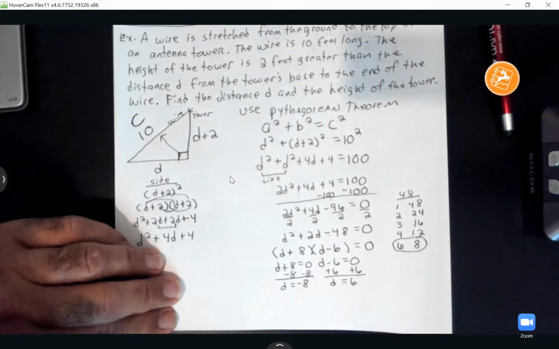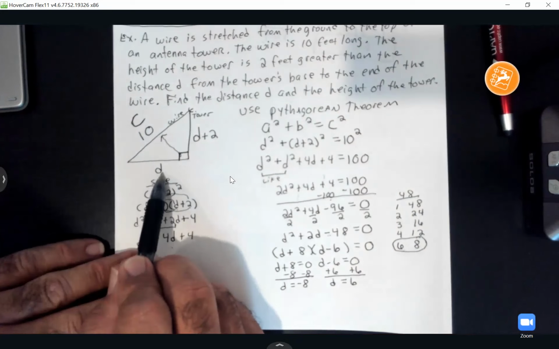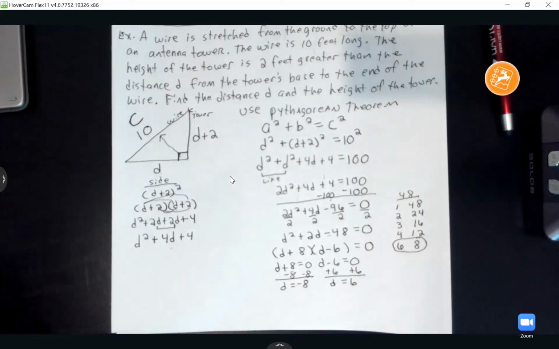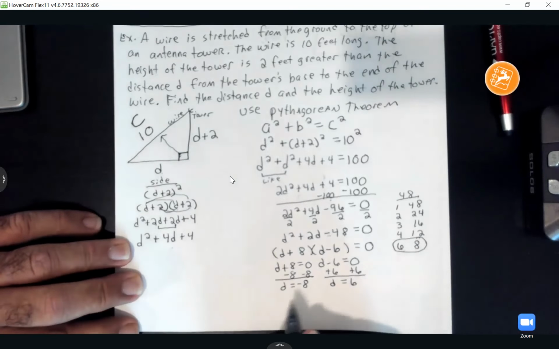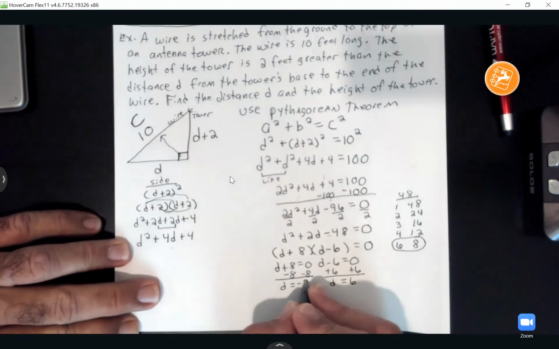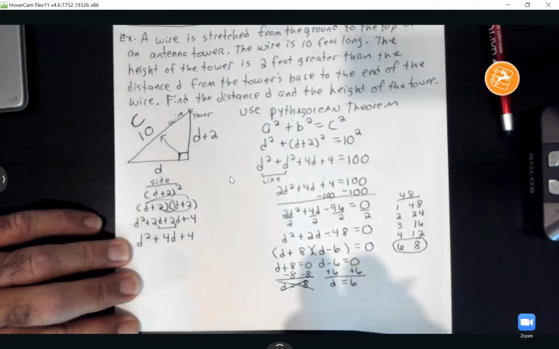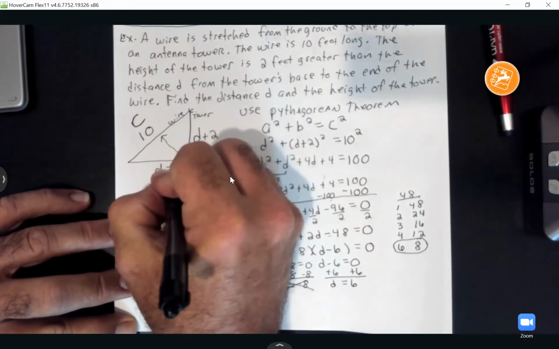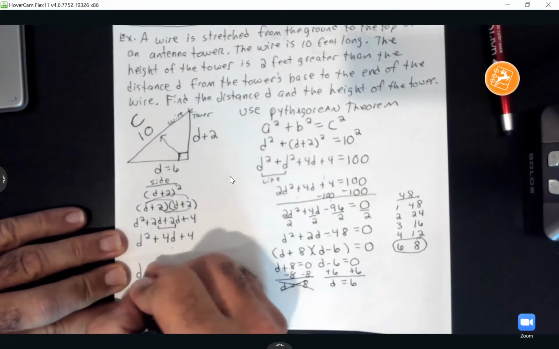So y'all, here's my question to y'all. How long is that D? You've got 2 numbers to pick from. But which one would be the distance in the real world? 6, because it wouldn't be a negative, right? Yeah, we're looking at distance. We're not going to take these negative answers. We're going to kick them out. The only answer we want is a positive 6. So that means this D here is 6.